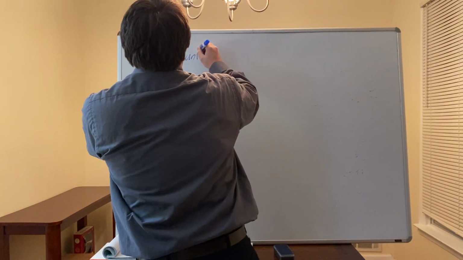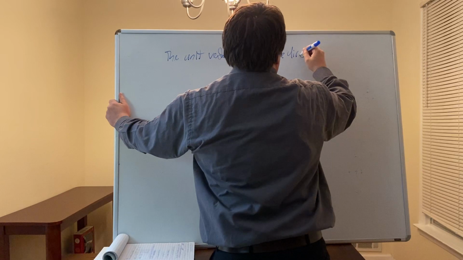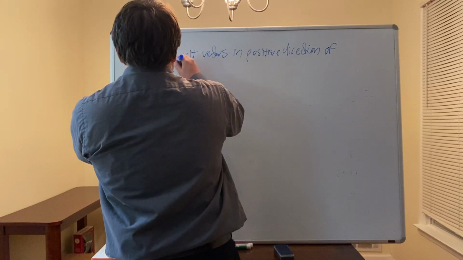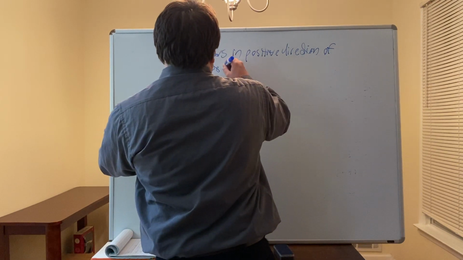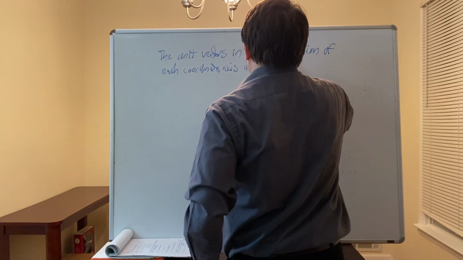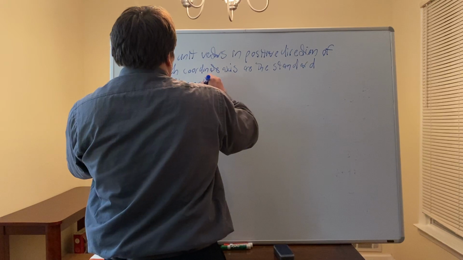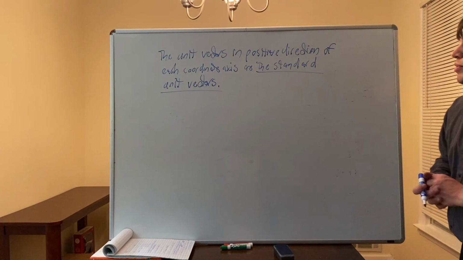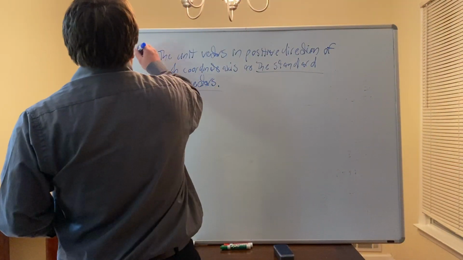Okay, so the unit vectors in the positive direction of each coordinate axis are called the standard unit vectors. Okay, so that's a definition.